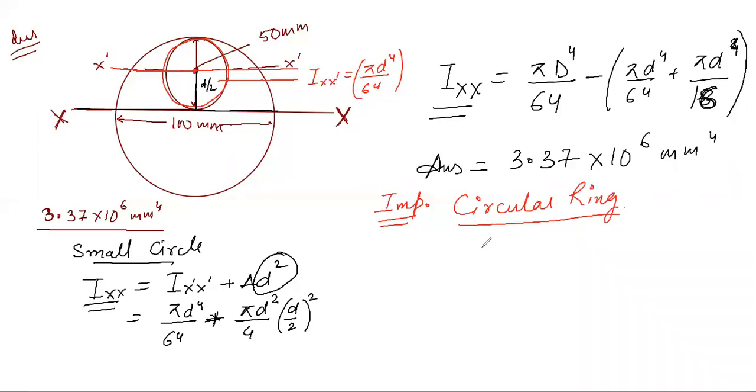Let's first understand. If I say a circular ring, it means that it is a ring of very little thickness. Wherever a circular ring is mentioned, it means the thickness is very small, and it is at radius r.